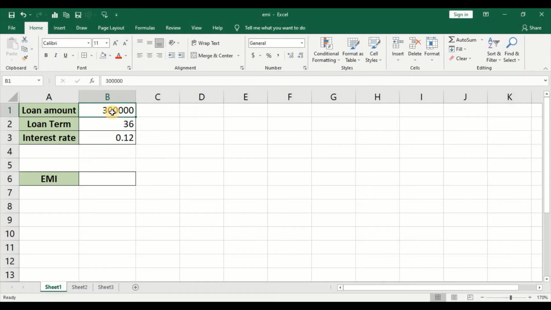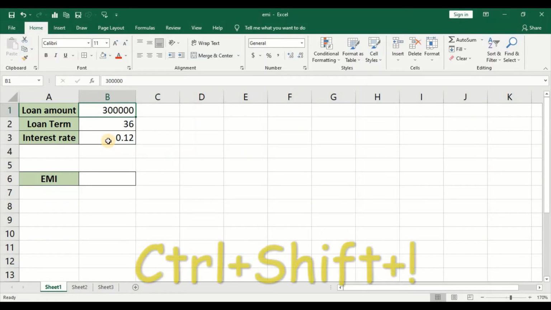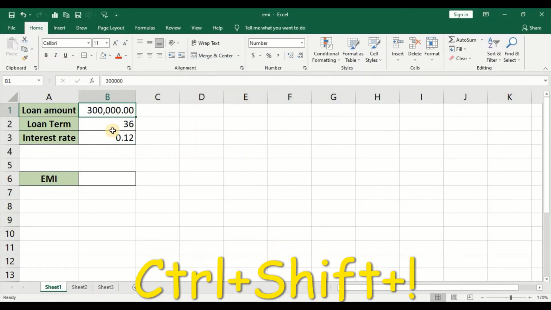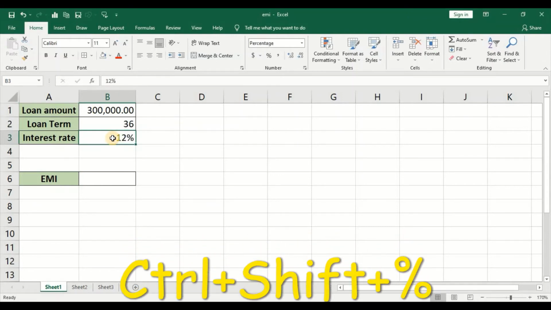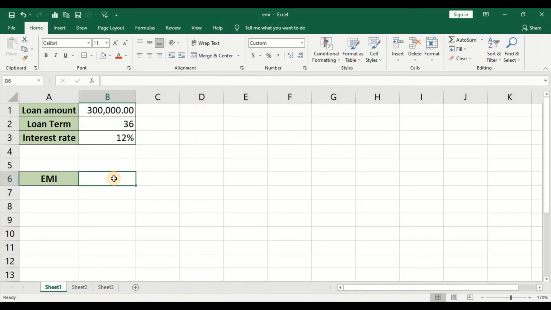Before we could get started, I'll just change the format. And in order to include 2 decimal places and a comma style, the shortcut is Control Shift and exclamatory mark. And to change or include percentage style, Control Shift and percentage is the shortcut. Now we'll quickly calculate the EMI.